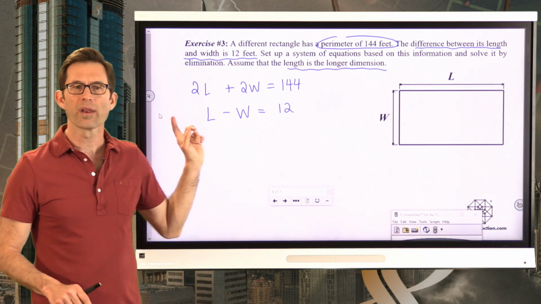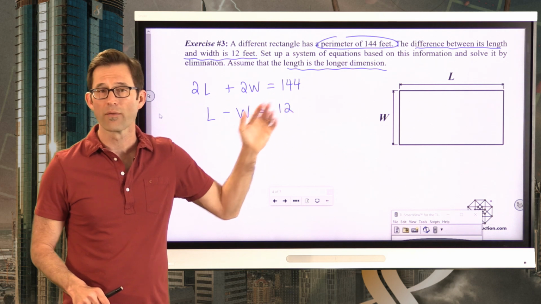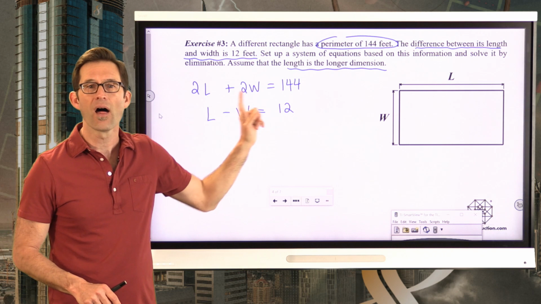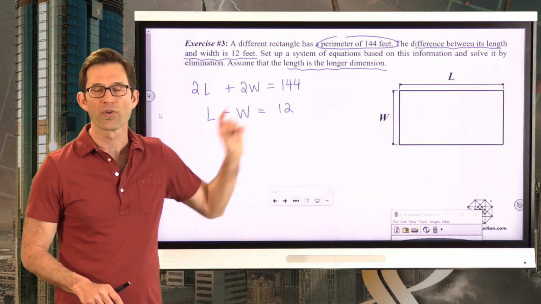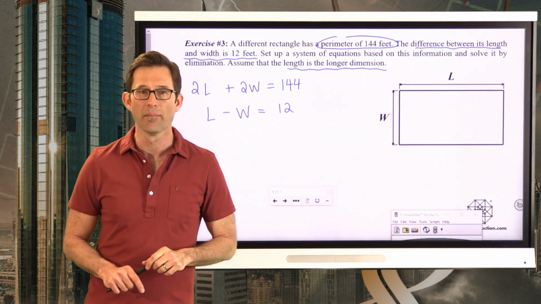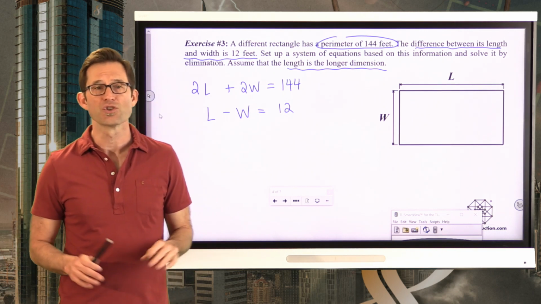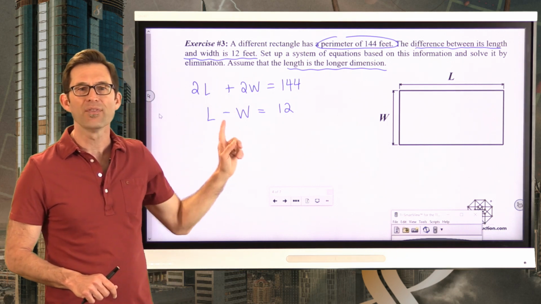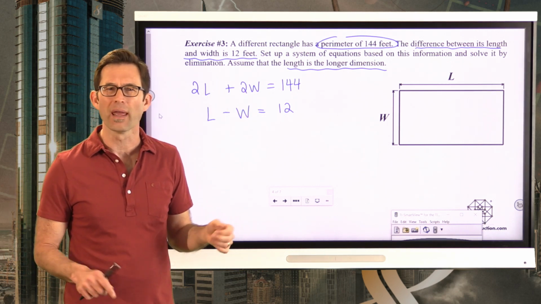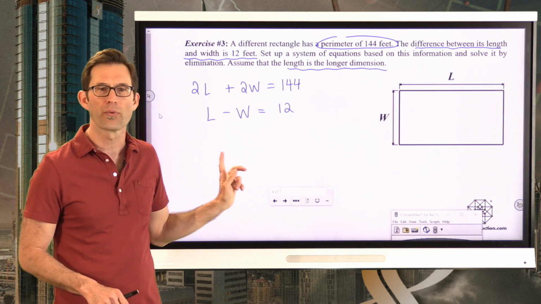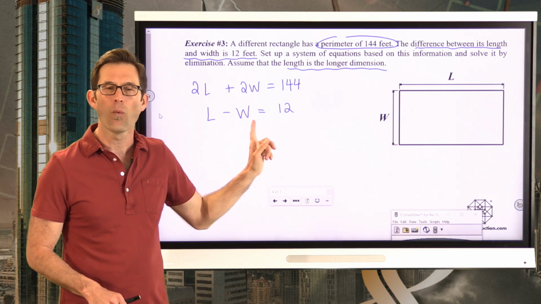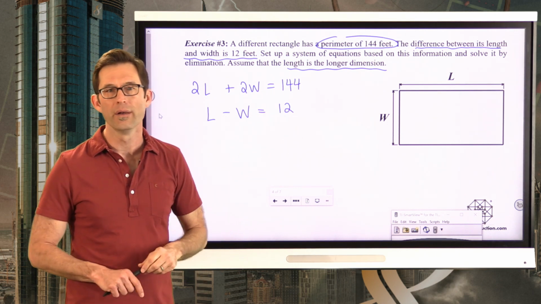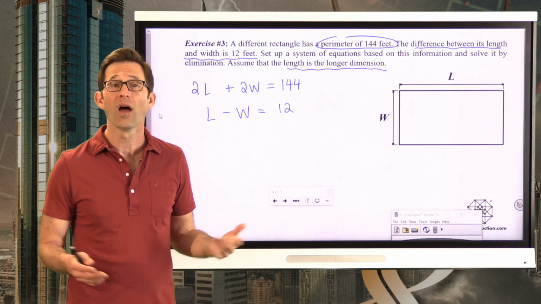Now, did you notice I started writing down 2W plus 2L is equal to 144? That wouldn't have been wrong, but I like having the L and the W in the same order in both equations because now I'd like to solve by elimination. We looked at the method of elimination in the last lesson, and of course, you did it on your homework. If I were to add these two equations right now, nothing would eliminate. I'd have 2L plus 1L, which would be 3L, 2W plus negative 1W would be 1W, and then 144 plus 12 would be 156. Either way, nothing would eliminate.